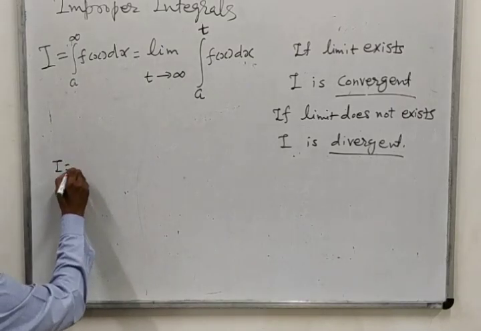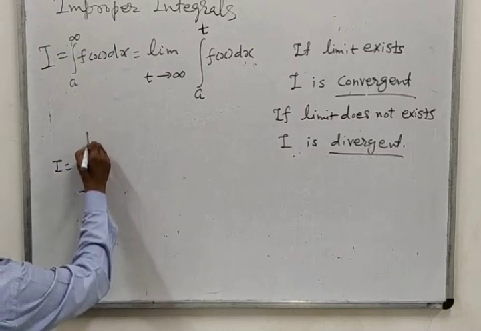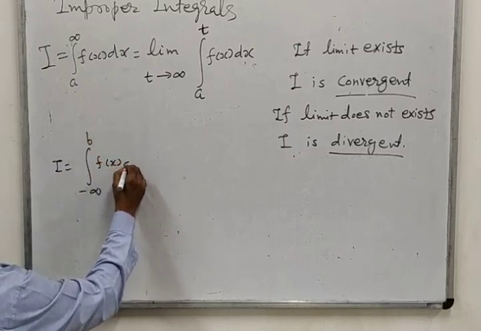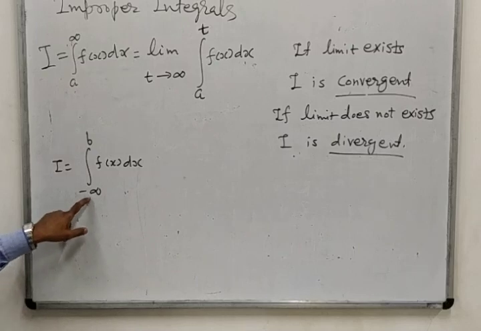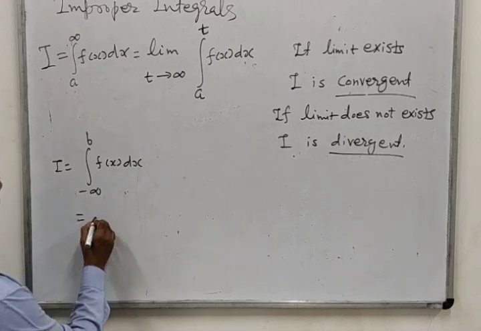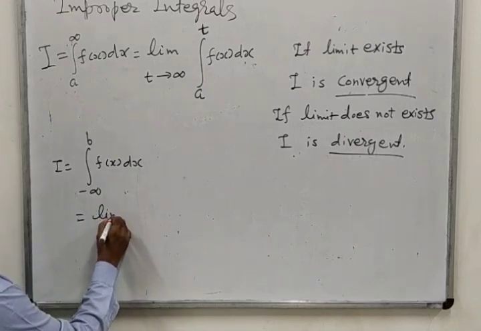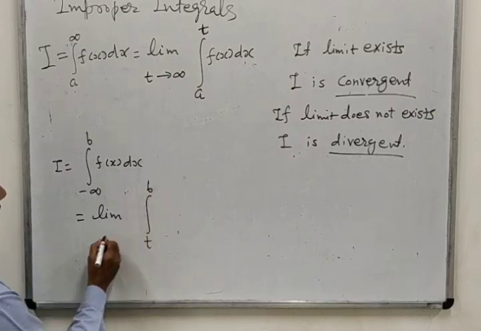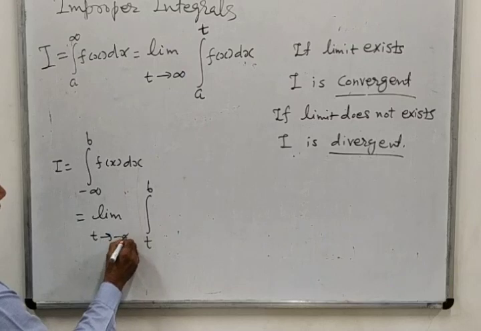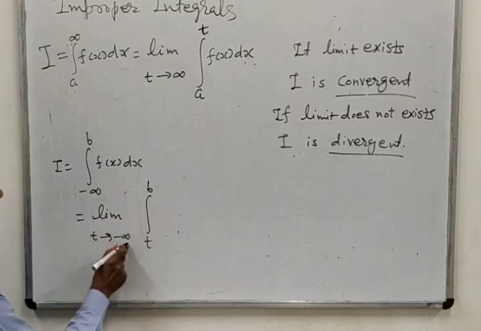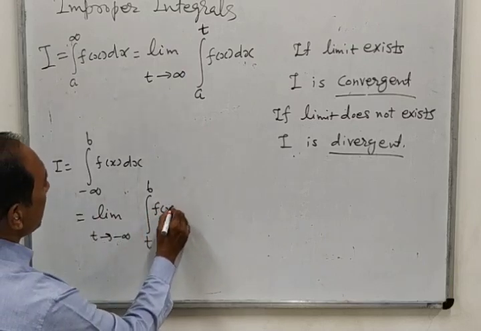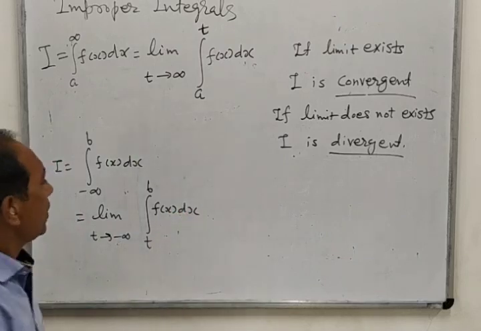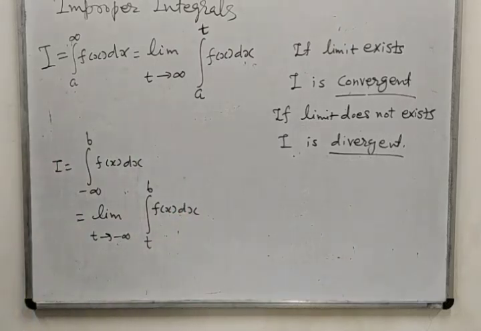Similarly, suppose we have I equal to the integral from minus infinity to b of f of x dx. Then it is also an improper integral of the second kind. Here the lower limit is minus infinity. To solve this, we can again convert it in terms of limit t tends to minus infinity, with the integral from t to b of f of x dx. So we can solve the integration in this way.